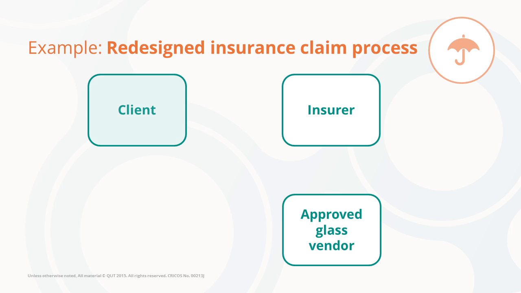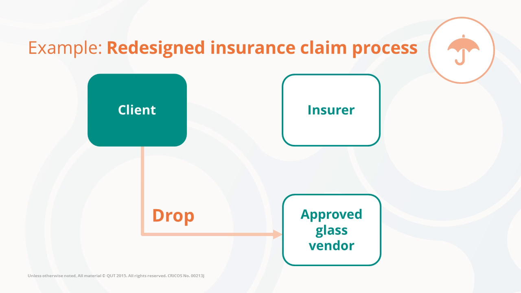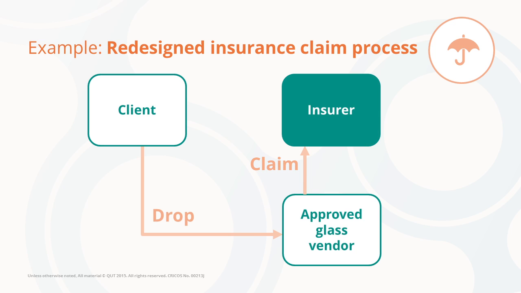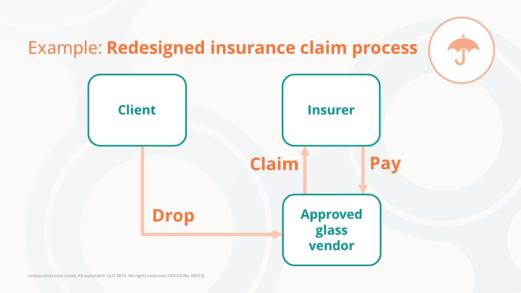How this will work is that the client will drop by the approved glass vendor. The glass vendor will put a claim on behalf of the client to the insurer, meaning that the insurer has to empower the glass vendor with the ability to make claims on behalf of customers who visit this approved glass vendor. And the insurer will then pay the approved glass vendor. So the client has to drop in, get their car repaired, get it back, and the approved glass vendor will lodge the claim to the insurer on behalf of the customer and will receive the payment. We see that we have many fewer handovers here than what we had in the as-is process.